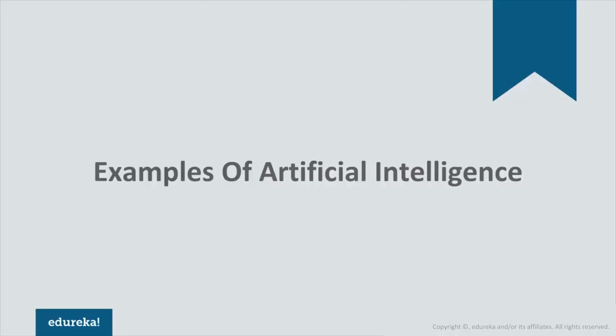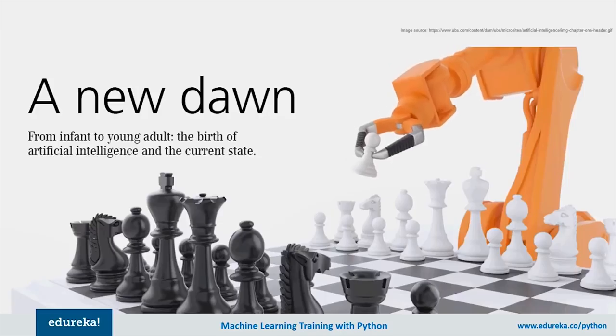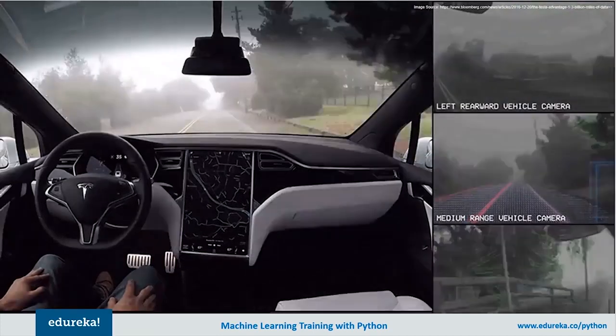Some of the examples of artificial intelligence from our day-to-day life are Apple's Siri, chess playing computer, Tesla's self-driving car, and many more.